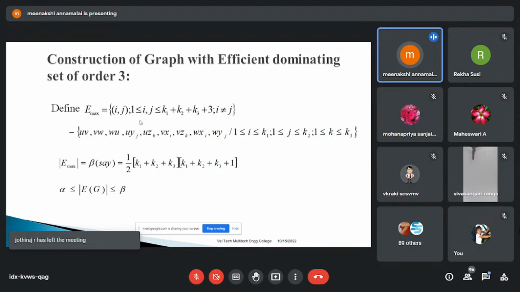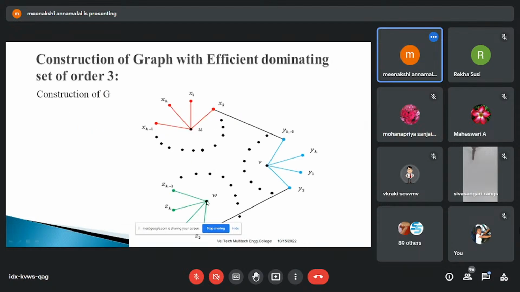So look here. I cannot join u to v directly. I cannot join u to w directly because it violates the efficient dominating set. If I join, it cannot act as a member of the efficient dominating set. So I cannot join u to v, v to w, w to u, and also u to v's neighbors.